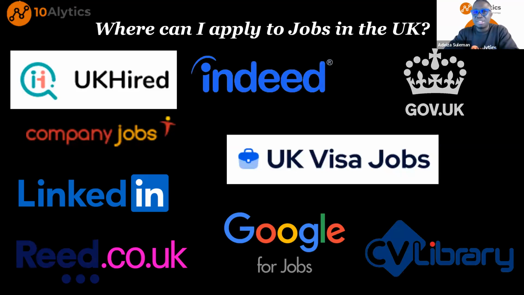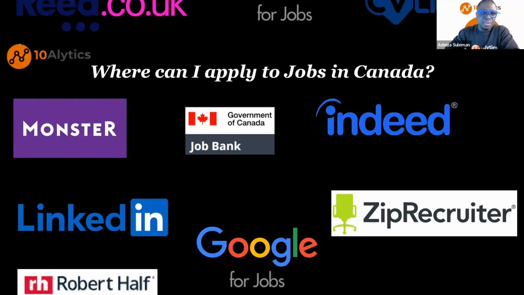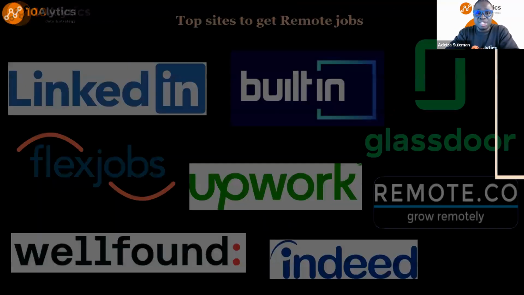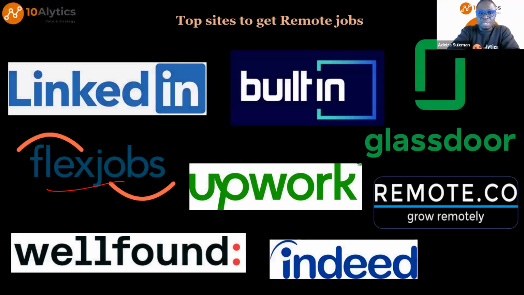So how can you apply to jobs and how do you get jobs? I'll come back to show you practically. We'll look at a couple of websites. We'll look at reed.co.uk. This is for the UK. For Canada, we'll look at ZipRecruiter or Indeed, ca.indeed, to see how to apply to jobs and how you can also get remote opportunities using websites like FlexJobs, Upwork, remote.co, and so on and so forth.